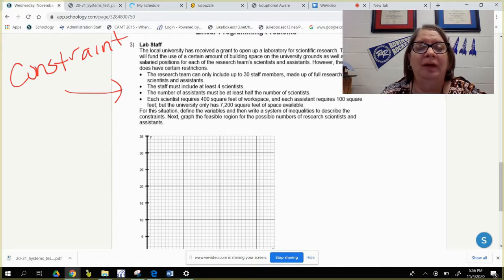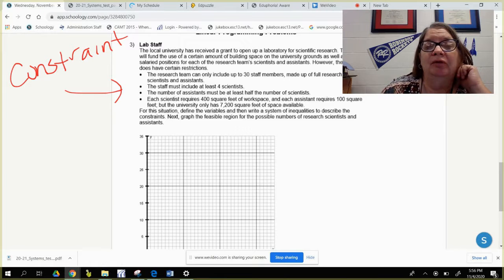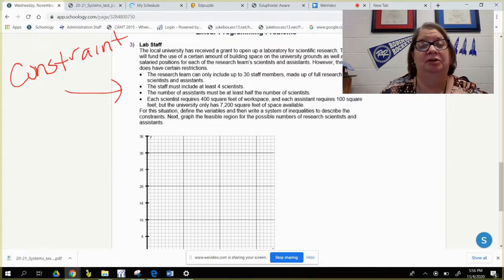So what do we have here? It says the local university has received a grant to open up a laboratory for scientific research. The grant will fund the use of a certain amount of building space on the university grounds, as well as salaried positions for each of the research teams, scientists, and assistants. However, the grant does have certain restrictions. The research team can only include up to 30 staff members, so there's an important piece of information.